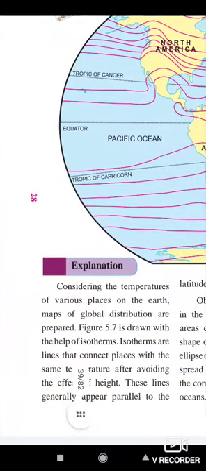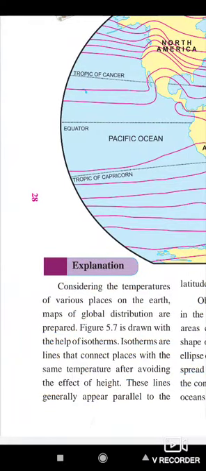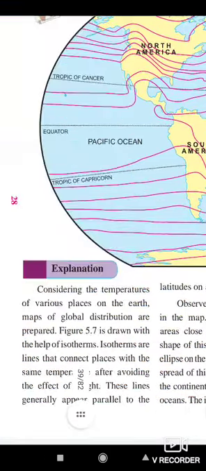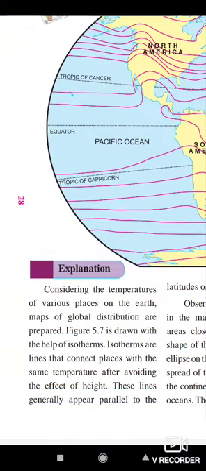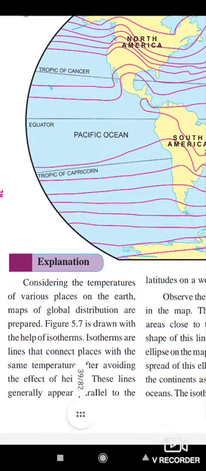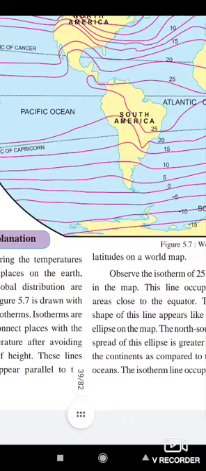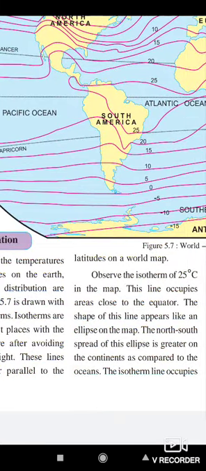Considering the temperature of the various places on the earth, the maps of the global distributions are prepared in 5.7. It is drawn with the help of isotherms. Isotherms are lines connecting places with the same temperature. After avoiding the effect of height, these lines generally appear parallel to latitudes on the map.